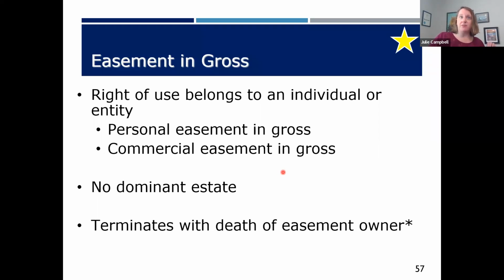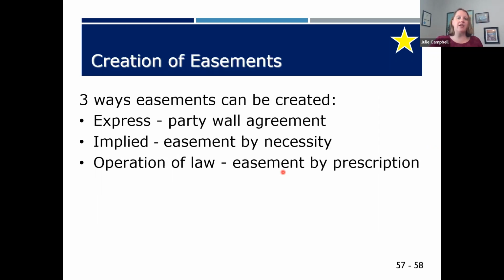There are three different types of easements. Or now let me rephrase that. We've already talked about the two, appurtenant and easement in gross. Sorry. There are three different ways that easements are created. They just don't happen out of thin air. So, three different ways that easements are created.